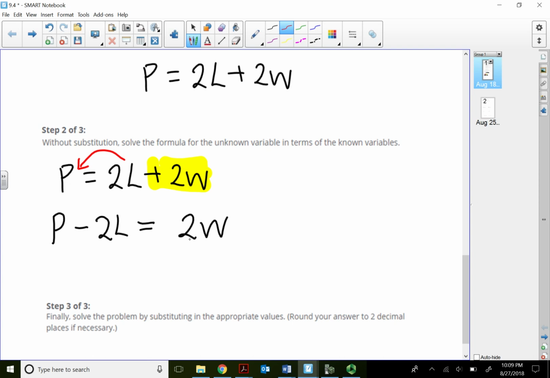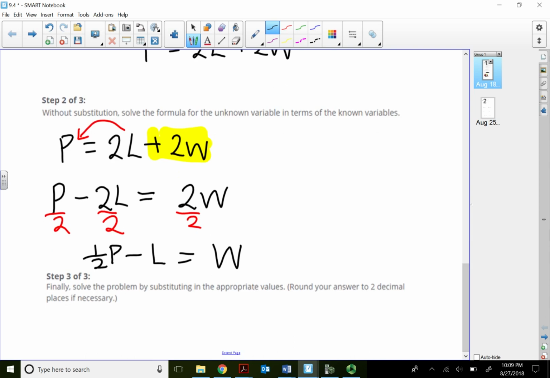So here I'm going to divide every term by the coefficient 2. That means my W would now equal P over 2, or P half. It's the same as saying half P. This is the second term. 2 over 2 would just end up with an L because it cancels out and becomes 1. So that will be half P minus L. This is normally the way I show students when we must divide every term by the coefficient.